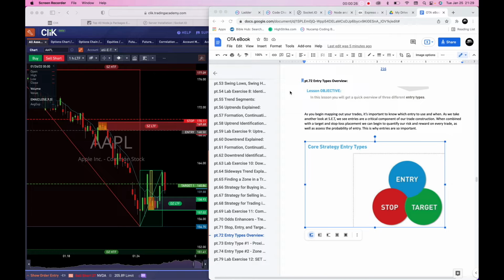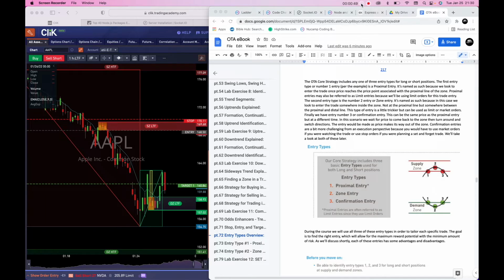trade construction. Now, when combined with a target and stop loss placement, we can begin to quantify our risk and reward on every trade, as well as assess the probability of our entry. This is why entries are so important. The OTA Core Strategy includes any one of three entry types for long or short positions.